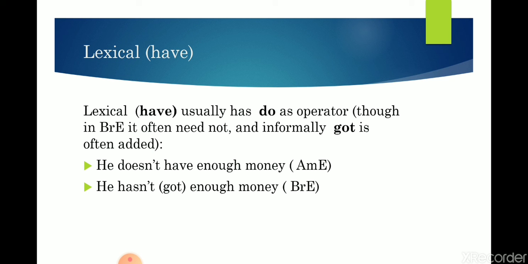He doesn't have enough money. This is especially in American English. He hasn't got enough money. Here got is optional, so we can say he hasn't enough money, or we can say he doesn't have enough money. So using have, the verb have, as a main verb and as an operator within the sentence is possible in British English, but it is not possible in American English.